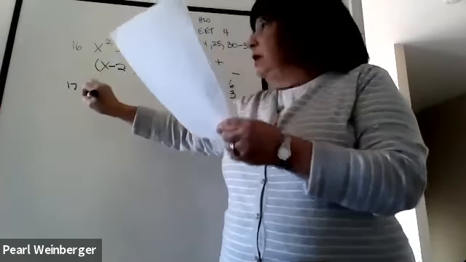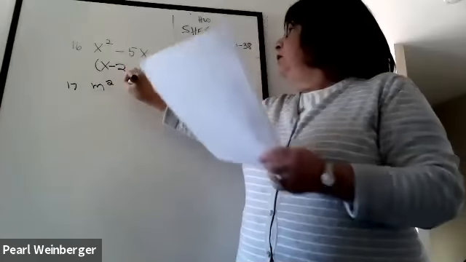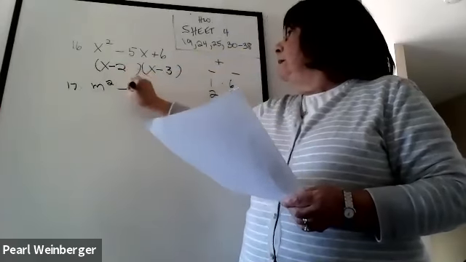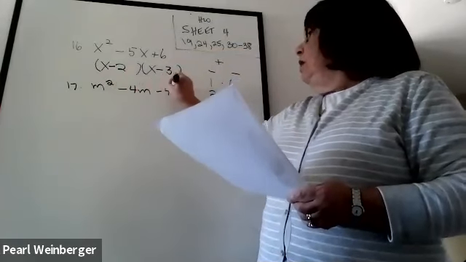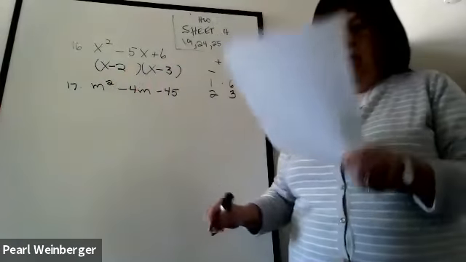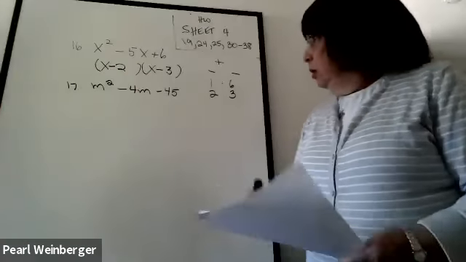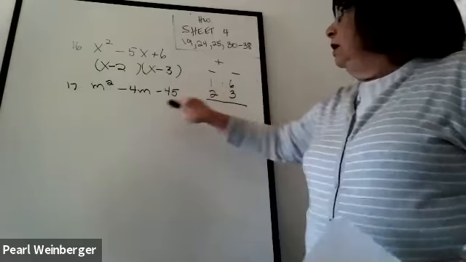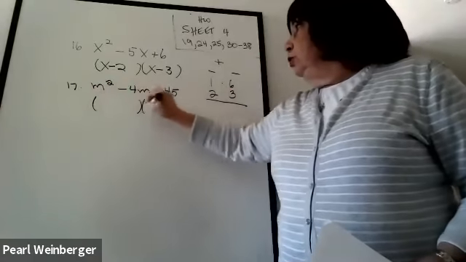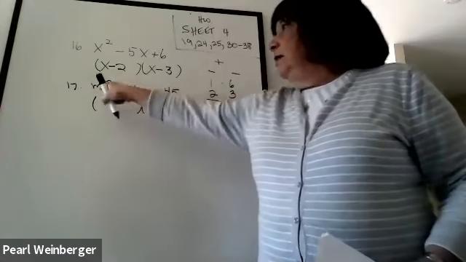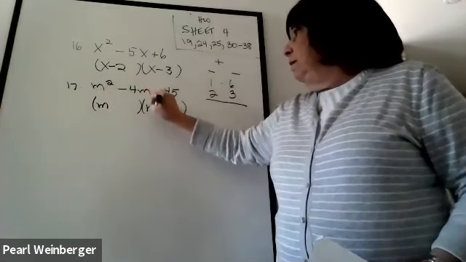Number 17 is m squared minus 4m minus 45. And we want to factor this trinomial as well. Again, there is no common factor. So we're going to look to see if we can put it into two binomials. Okay, the m squared again, we put as m and m.